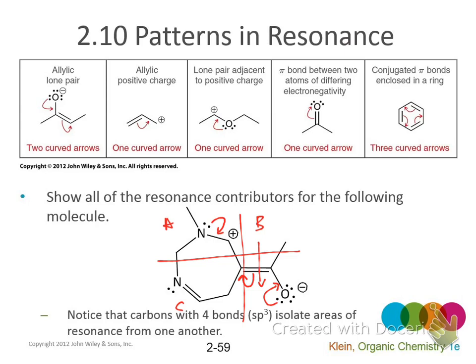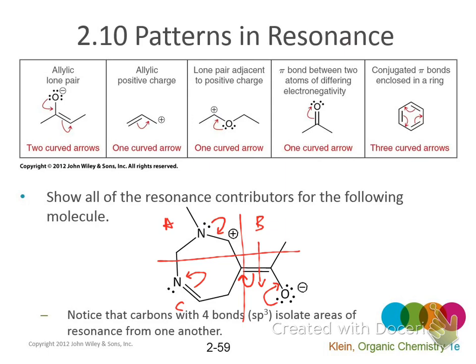And then what's the one for the nitrogen in sector C? It's the electronegativity one. So the electrons that are between the nitrogen and the carbon to its right will go like this. And then I'll draw a structure from that.